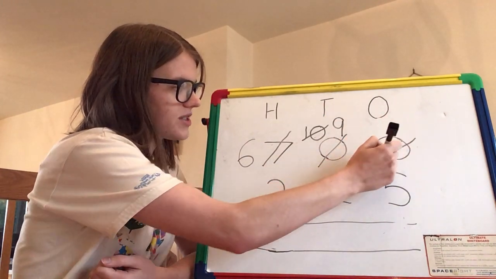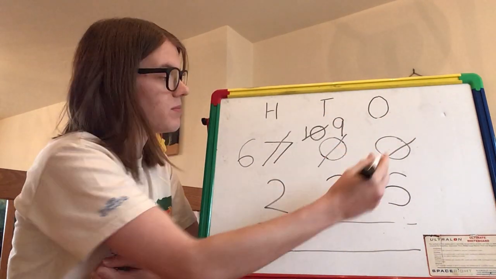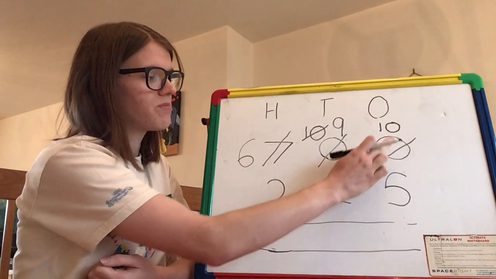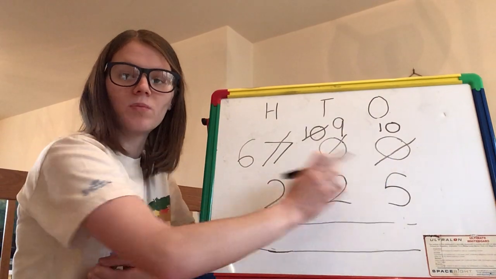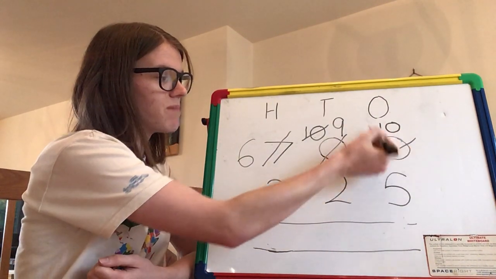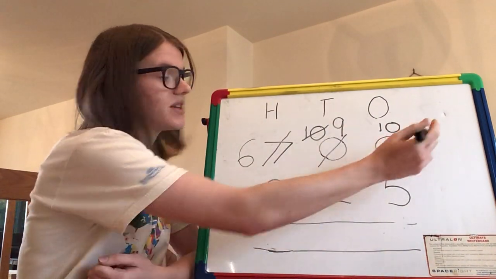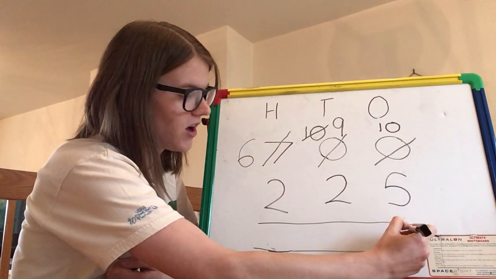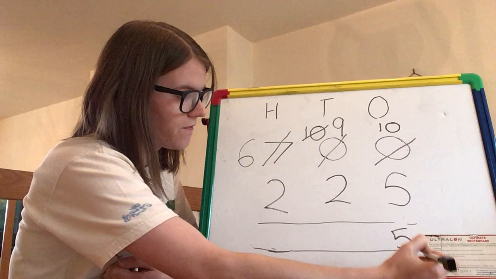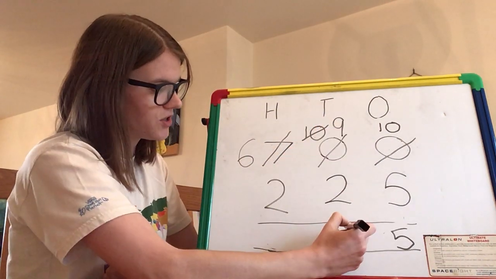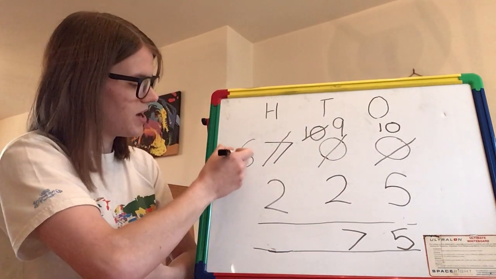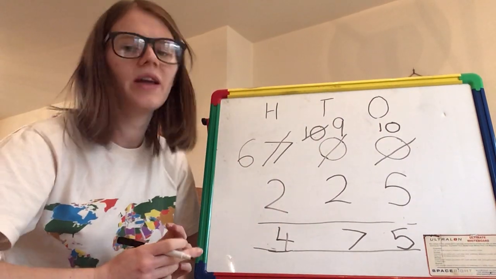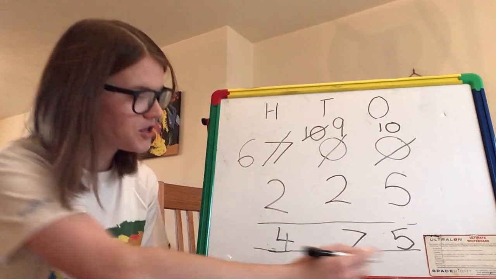I'm going to cross out the 0 because I haven't got 0 anymore. I've got 10, okay? Always remember, guys, cross this number out because you're making a new number, okay? We've made 10, there was nothing there, so we've crossed it out and we've made 10, okay? 10 take away 5, 5. 9 take away 2, 7. 6 take away 2, 4, okay?